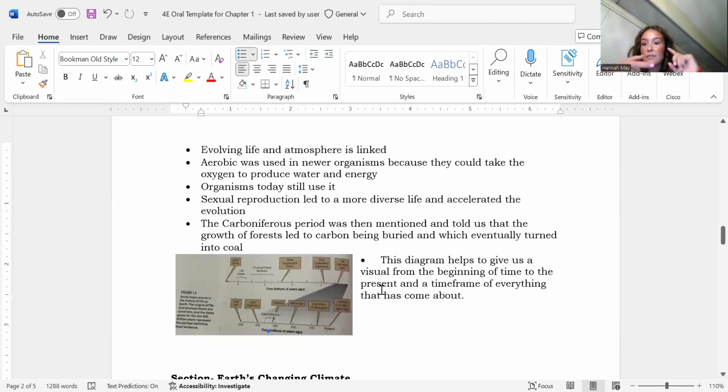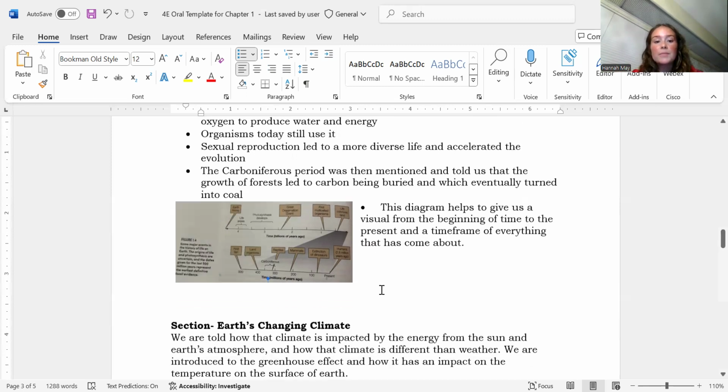The atmosphere and evolving life are linked, it says. It talks about how newer organisms used aerobic respiration because they took the oxygen to produce water and energy. Some organisms still use it, but I don't know how many actually do. Sexual reproduction helped bring about more diverse life, and of course, accelerated evolution and made the population grow. Carboniferous is just when carbon was buried and then eventually turned to coal.